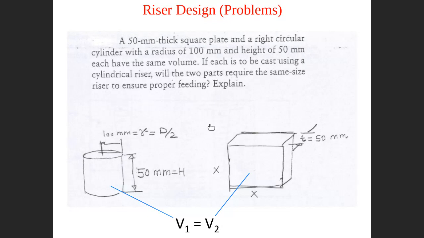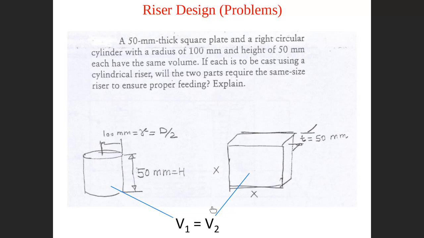Meaning, is the riser we use to cast this part and the riser we use to cast this part the same dimension? Can we use the same riser? The question is, can we use the same riser to cast this one and the same dimension to cast this one because the volume is the same? Of course, we cannot ensure that.